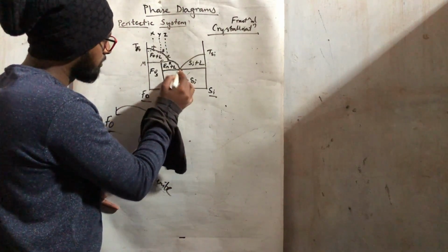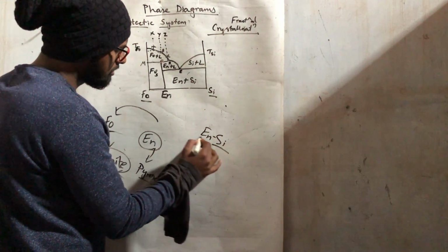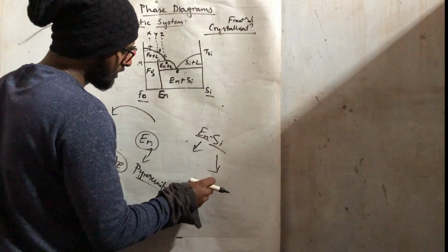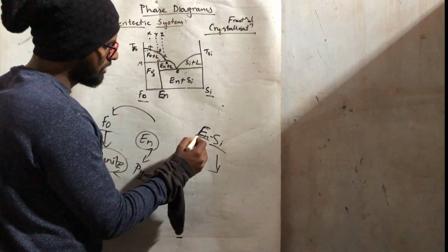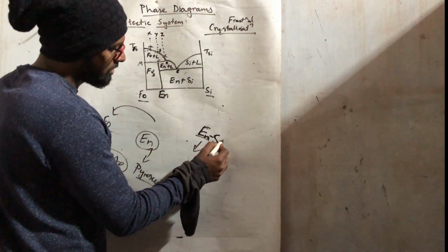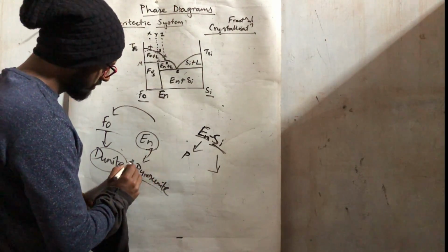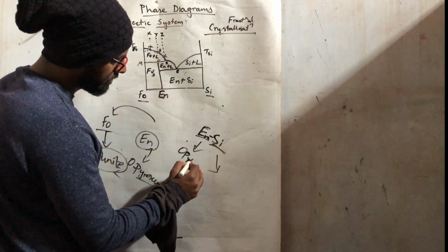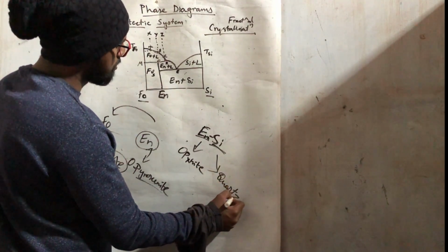And at this point we will have enstatite and silica crystallizing. So at point E, enstatite and silica will crystallize, and we will have part of pyroxenite. This is enstatite, that means it is orthopyroxenite. It will be orthopyroxenite and quartz formation.